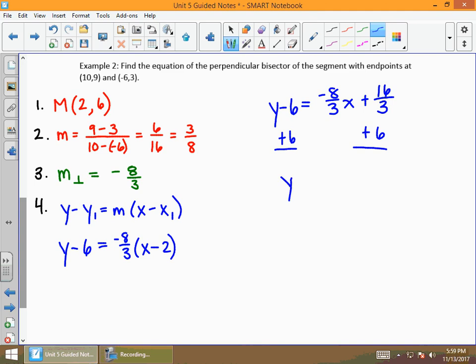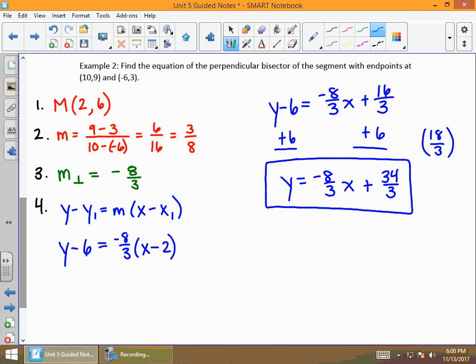So y is equal to negative 8 over 3x plus 16 thirds plus 6. Well, 6 is actually 18 thirds. So 16 thirds plus 18 thirds is going to be 34 over 3. So, not very pretty, but effective.